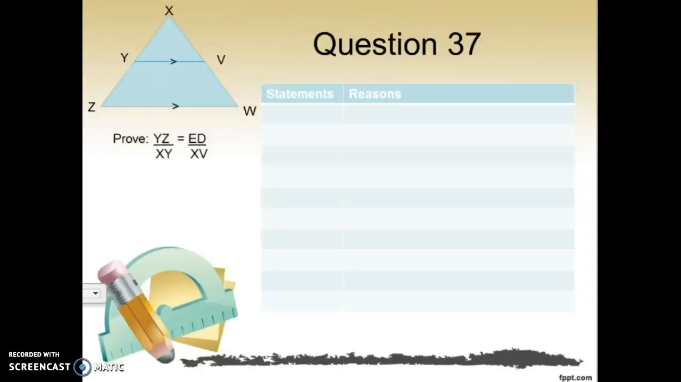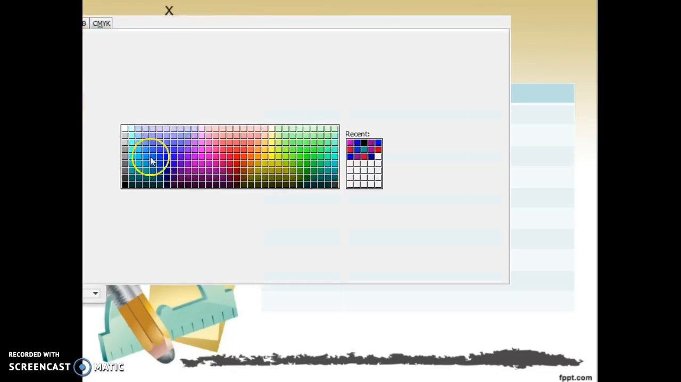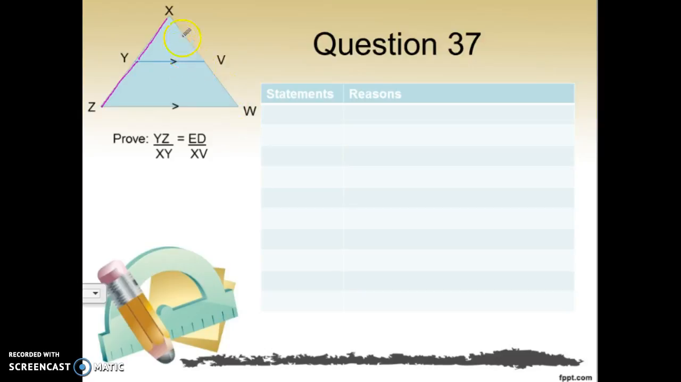Okay, guys, we're going to work on a proof to prove that segments YZ and XY are proportional with VW and XV. So YZ and XY are going to be purple, and VW, like the car, VW. All right, so our first step in proving that, remember, is always to just jot down our given.